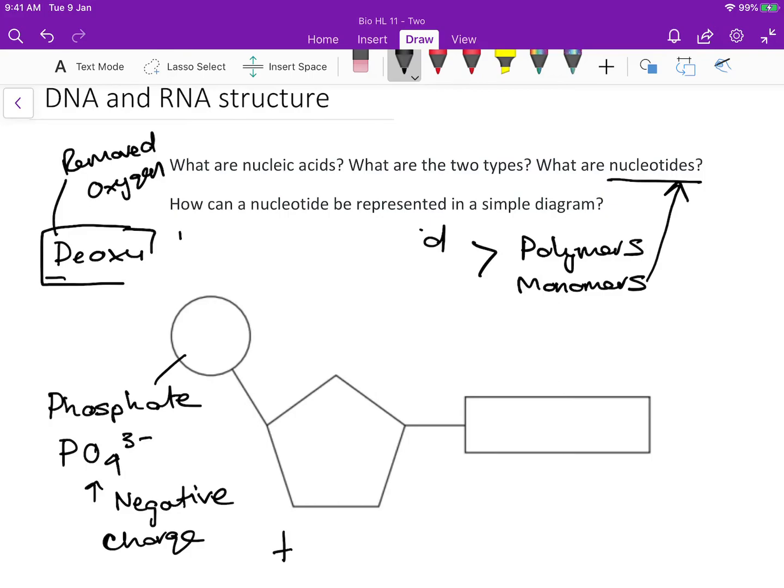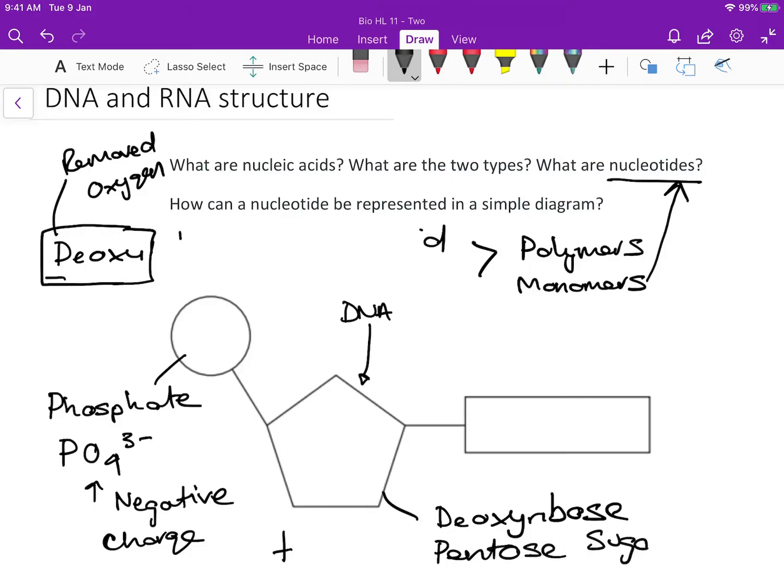Around here we have, depending on whether it's DNA or RNA, and we're going to look at DNA structure today, this would be then deoxyribose. So this is deoxyribose, which is, because it's got 5 in the ring, a pentose. It's a pentose sugar. So deoxyribose, a pentose sugar, or it could be ribose if we were talking about ribose nucleic acid, RNA.